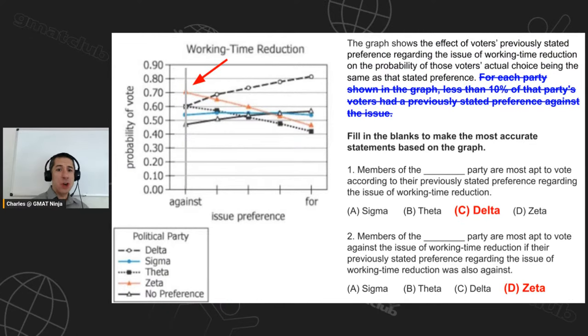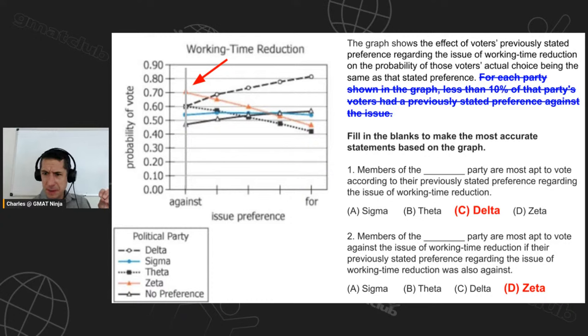Okay, now notice that last sentence. I've got it crossed out in blue over there now. For each party shown in the graph, less than 10% of that party's voters had a previously stated preference against the issue. Absolutely irrelevant. Has nothing to do with anything. Has absolutely nothing to do with anything. And, well, that's fascinating. So, okay, extra information we didn't really need.